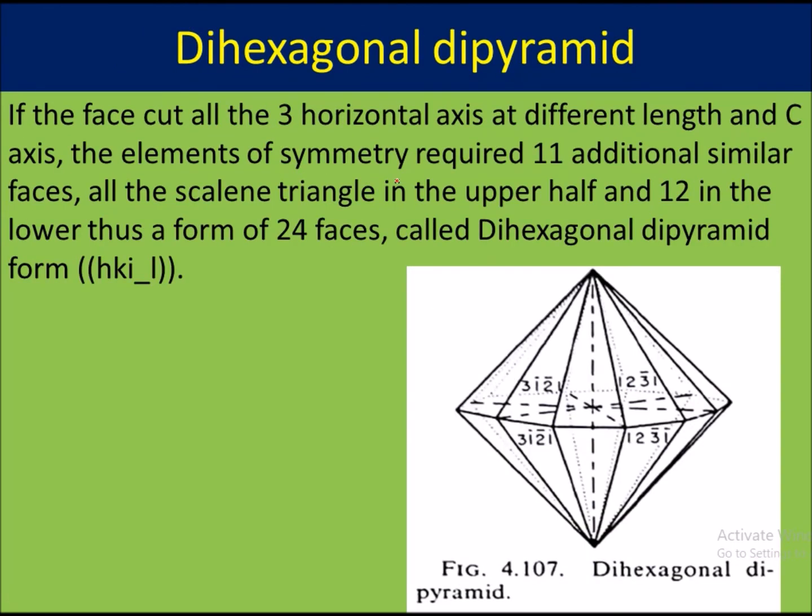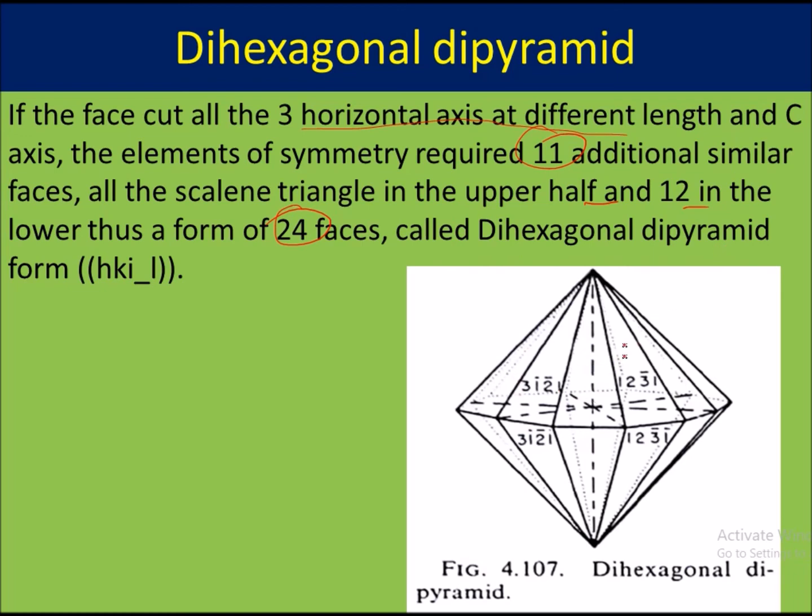Now the next form is dihexagonal dipyramid. Dihexagonal dipyramid will grow if the face cuts all the 3 horizontal axes at different lengths and the C axis as well. The element of symmetry requires 11 additional similar faces, all scalene triangles, in the upper half and 12 in the lower half. Thus this will be a form of 24 faces called dihexagonal dipyramid, okay.